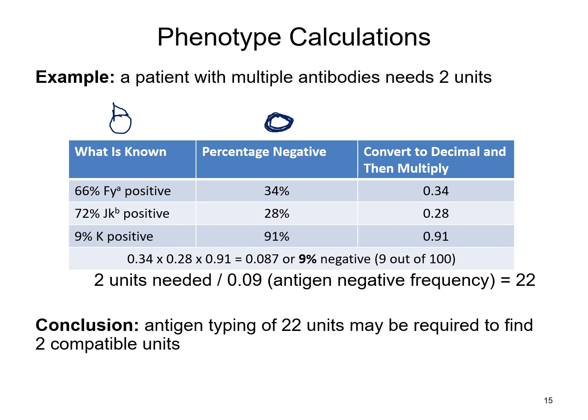So we take all of those percentages and then we multiply them out, so you can see where that was done here. Once you multiply it out, you get about 9% of your units would be negative, or 9 out of 100 units. But we know that 2 units are needed. So what do we do? We take that 2 that we need and we divide it by that percentage of negative. That gives us a frequency that we would need to screen 22 units in order to find 2 units that would be compatible.